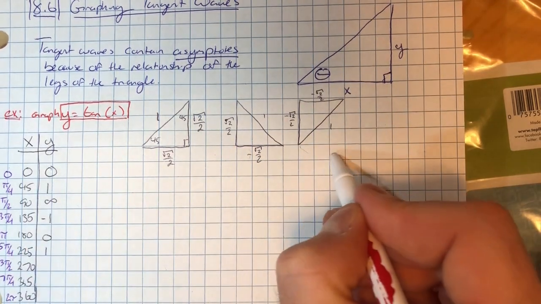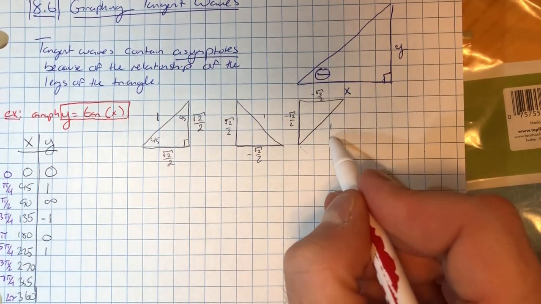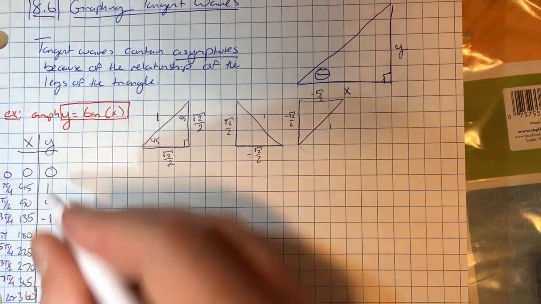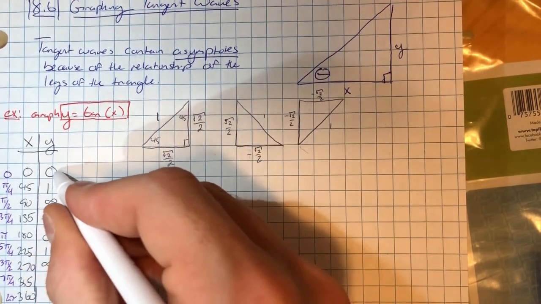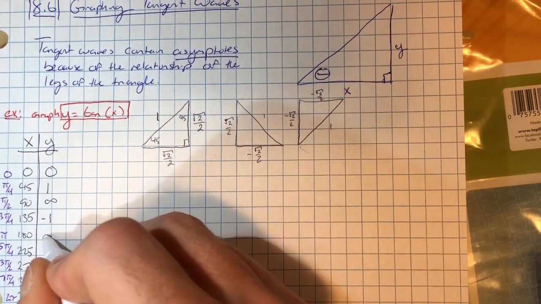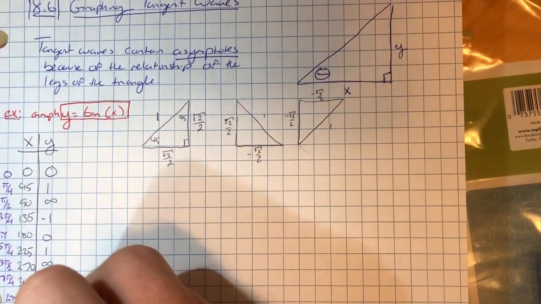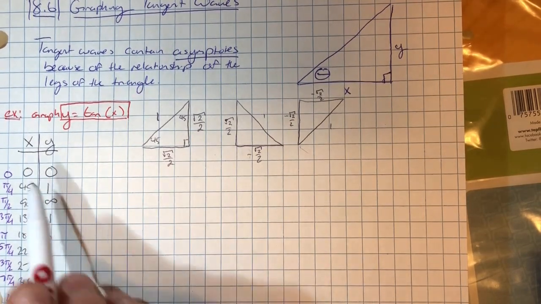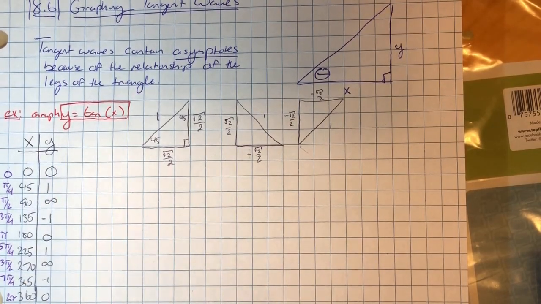And as that swings full circle, my radius is 1, but the x has collapsed again. I get another infinity. And this pattern repeats itself: 0, 1, infinity, negative 1, 0, 1, infinity, negative 1, 0, 1, infinity. And we could keep going on and on. But let's see what this graph looks like.